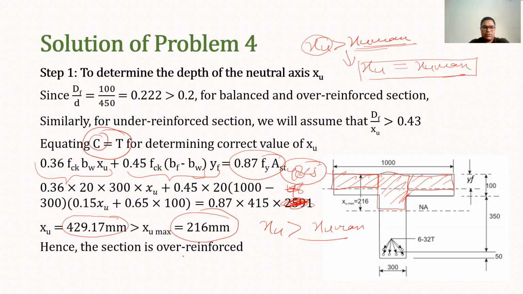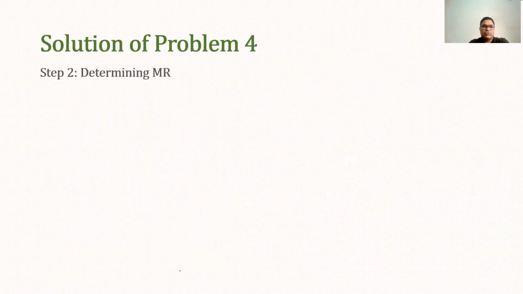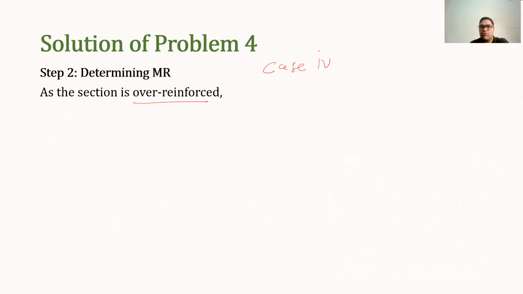Accordingly, XU is restricted to XU max, which becomes 216. So we will take XU equal to XU max. For the governing equation of moment of resistance, as we know our section is over-reinforced, it means our case will be case 4. But whether it belongs to case 4A or 4B will be known when we find the DF by D ratio. The DF by D ratio is already known, which is 0.222, and it is greater than 0.2. So it belongs to problem 4B.